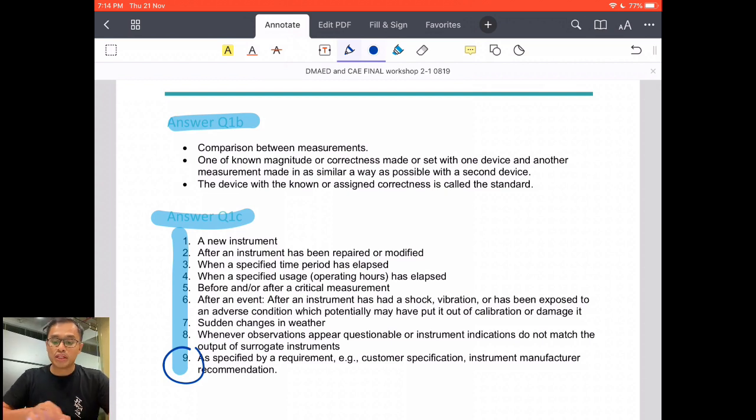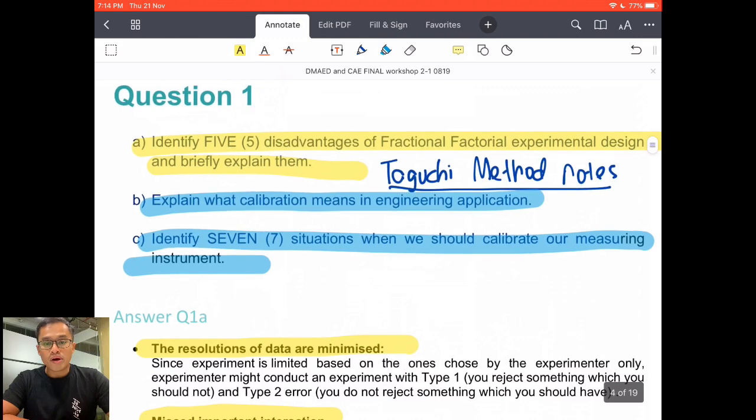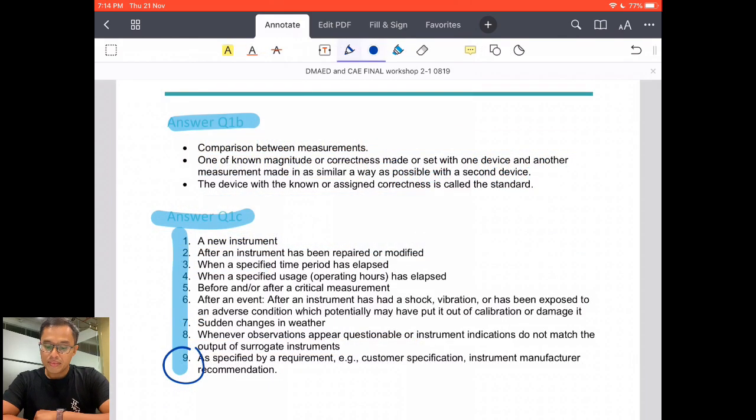Question 1 and question 2 will come from these 2 sorts of questions, right? The yellow highlighted ones, disadvantages of the fractional factorial method, and question 1 or question 2 based on calibration.